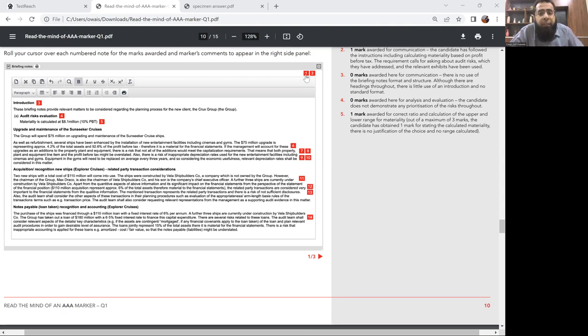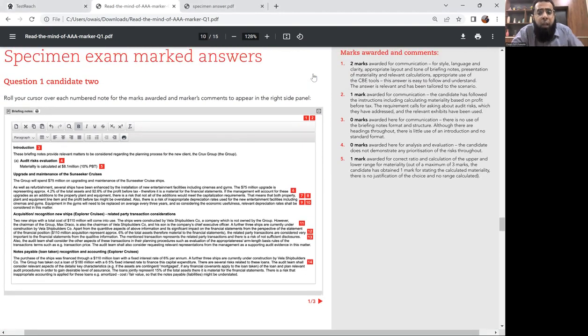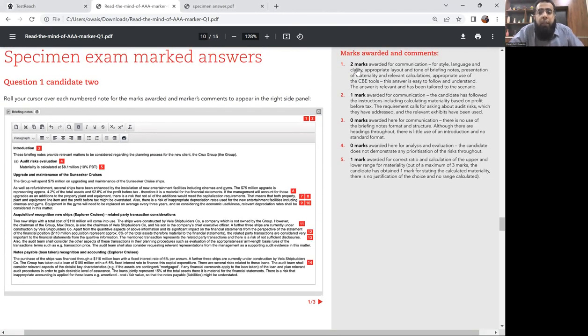Now there are 2 comments given at the start also, which are for the overall answer. Comment number 1, 2 marks awarded for communication, for style, language, and clarity, appropriate layout and tone of briefing notes, presentation of materiality, and relevant calculation. So now this is for his overall answer, that he has used the headings and all of that. So he has been awarded 2 marks for communication relating to that. So even though he didn't meet the format of the briefing notes, he lost the marks for it. But in overall answer, he has done good communication. So the examiner has given him 2 marks.